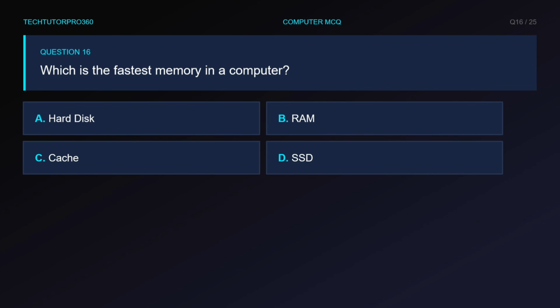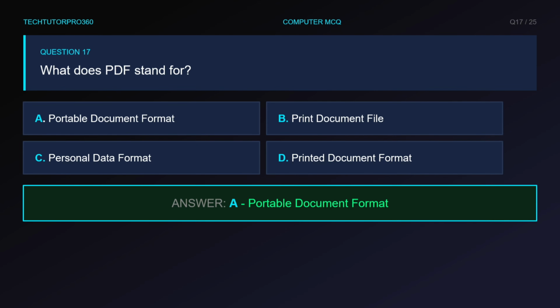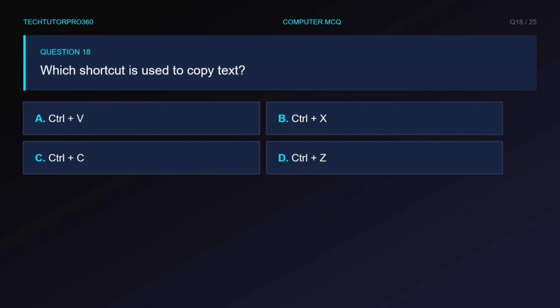Which is the fastest memory in a computer? Hard disk, RAM, cache, SSD. Cache. What does PDF stand for? Portable document format, print document file, personal data format, printed document format. Answer is portable document format.